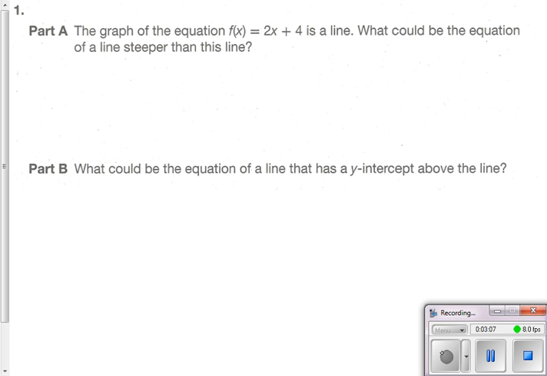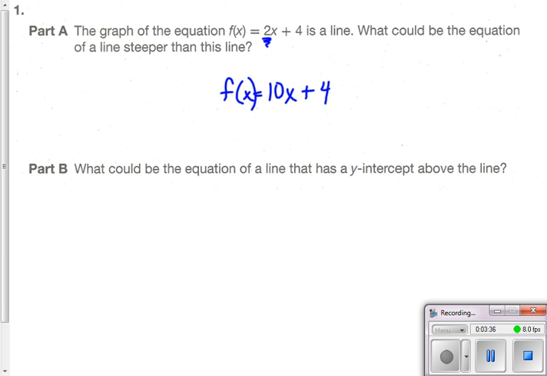So in your first example, it says part A, the graph of the equation f of x equals 2x plus 4 is a line. What could be the equation of a steeper line than this? Well, here's the slope 2. So we just need to come up with an equation that would be steeper. Well, that would simply be f of x equals, well, I could say 10x. 10 increases much faster than the other equation here. So this would be an example of a steeper line.